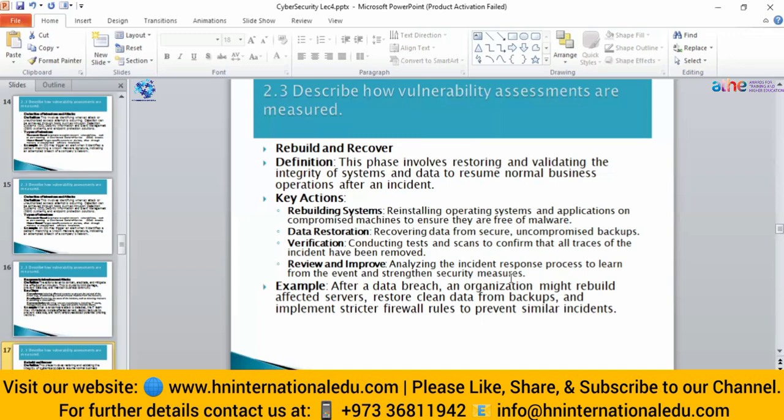You will conduct a series of steps to confirm that there is no malware left. You will review that, and if any change is still required, you will implement it. Like after a data breach, an organization might rebuild the affected server. They will restore all clean data from the backups. They will implement stricter firewall rules to prevent a similar incident so that it can't happen in future.